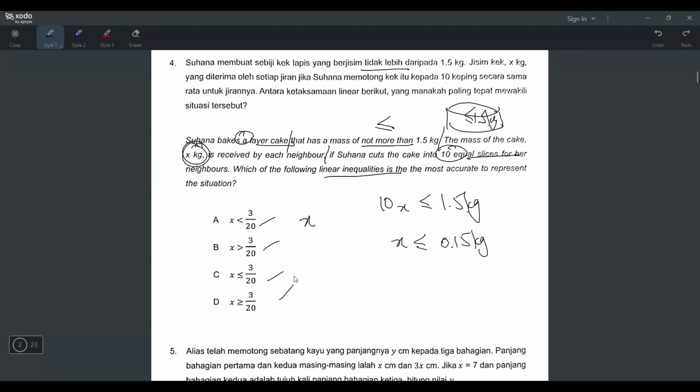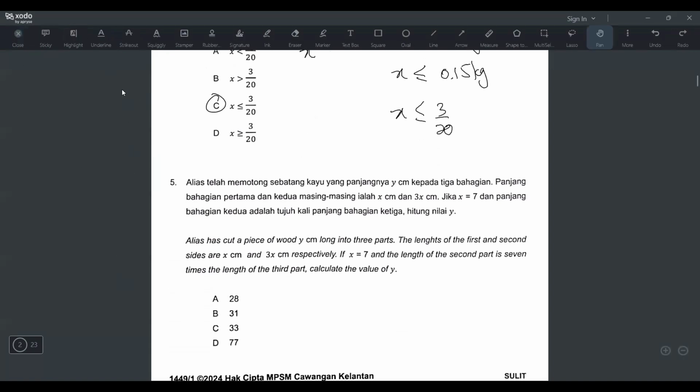But since all your ABCD is in fraction, then you use your calculator to change to fraction. You don't have to change yourself, just use calculator. So you press 0.15 in your calculator and then change to fraction. So my calculator gives me 3/20, right? So the answer here is C lah. Okay, so yeah, that's how you do it.